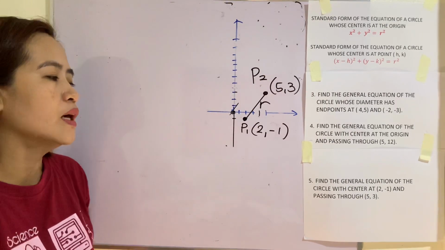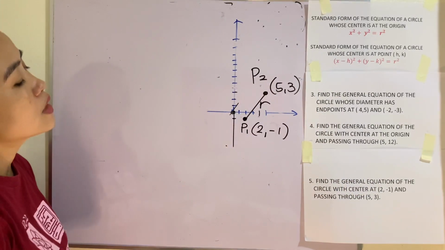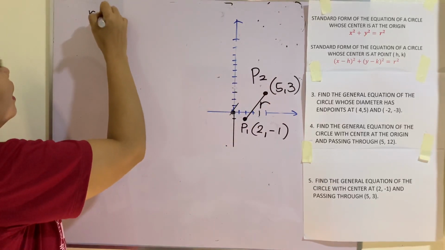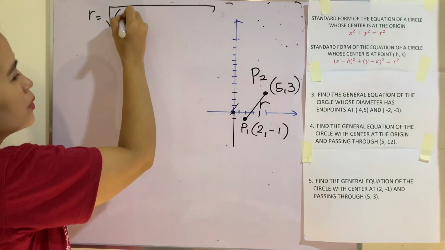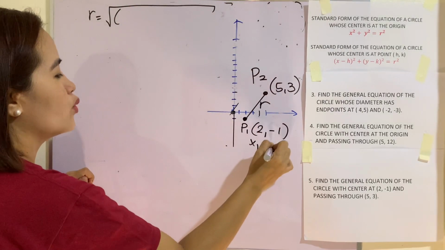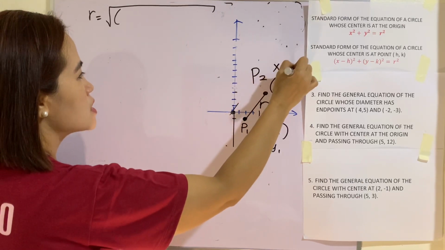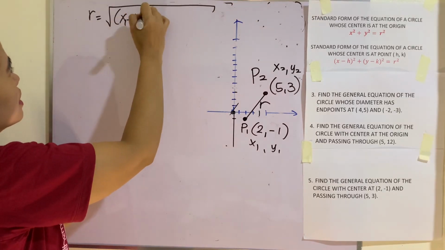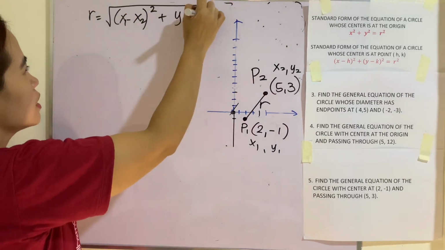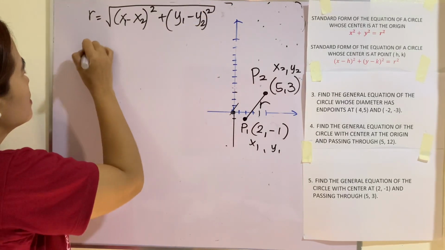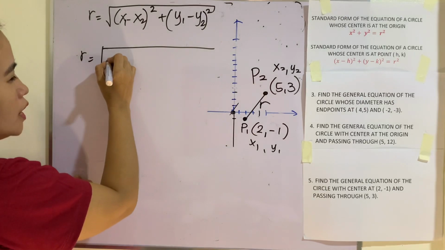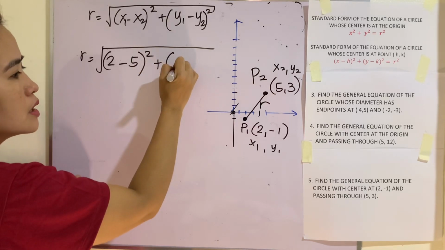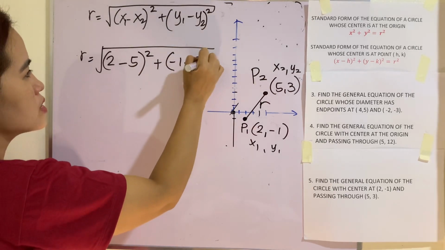So we will be finding the general equation again of this circle. So how are we going to do that? We need to get first again the r, using, of course, the distance formula. This one is x sub 1, y sub 1. X sub 2, y sub 2. So this one is x sub 1 minus x sub 2 squared plus y sub 1 minus y sub 2 squared. So r is equal to the square root of x sub 1, which is 2, minus 5 squared plus y sub 1, which is negative 1, minus 3 squared.